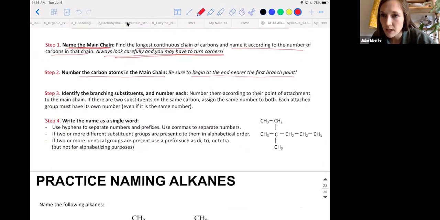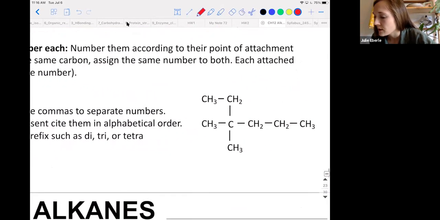So this is a branched alkane. You're going to start from the end nearest the first branch point. So for example, if we're going to number all the carbons here, we want the longest continuous chain possible. I could number it like this: 1, 2, 3, 4. I can't go to the left or down because you see that the longest continuous chain is if I go up and over. I got 6 carbons in the longest continuous chain here.